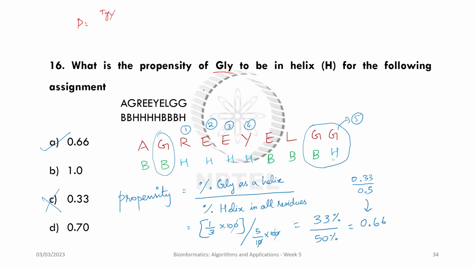So number of tyrosines that are seen in helix conformation divided by number of tyrosines in total. This is for just the numerator. And for the denominator, you have number of residues in helix divided by total number of residues.